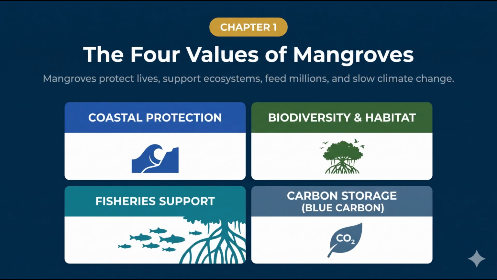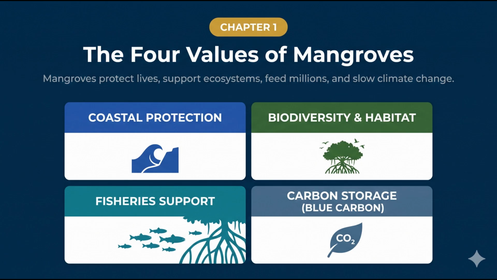Chapter 1. The 4 values of mangroves. I want to start with a simple point that students often overlook. Mangroves are not just interesting ecosystems, they actively do things. They protect lives. They support ecosystems that other species depend on. They feed millions of people. And they slow climate change.